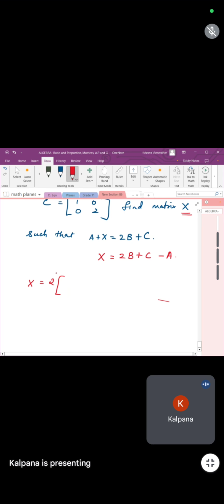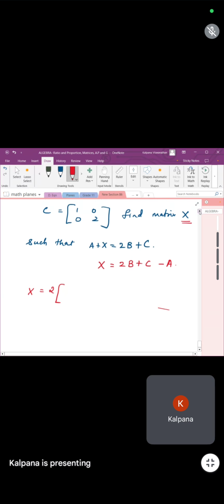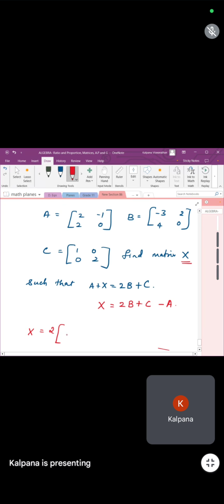Today, because ratio and proportion is also a very big chapter, and AP and GP is also big. Okay, quickly do this. 2 times B matrix, [-3 2; 4 0].